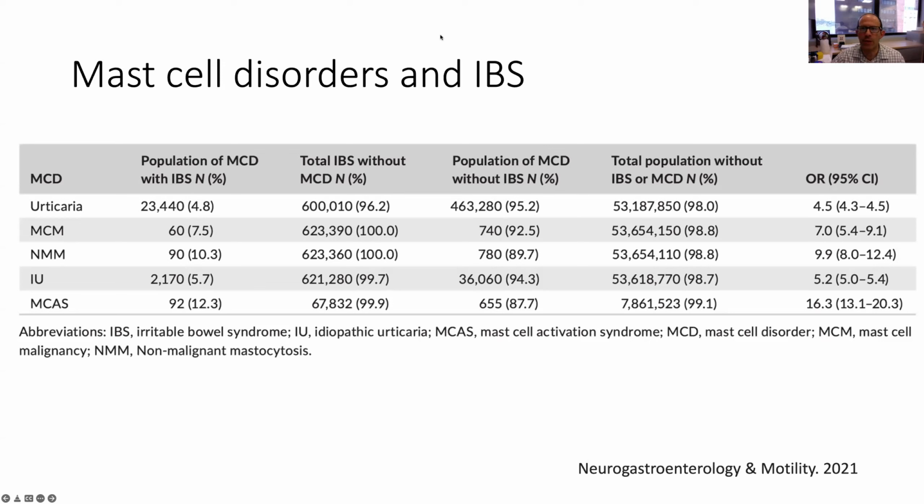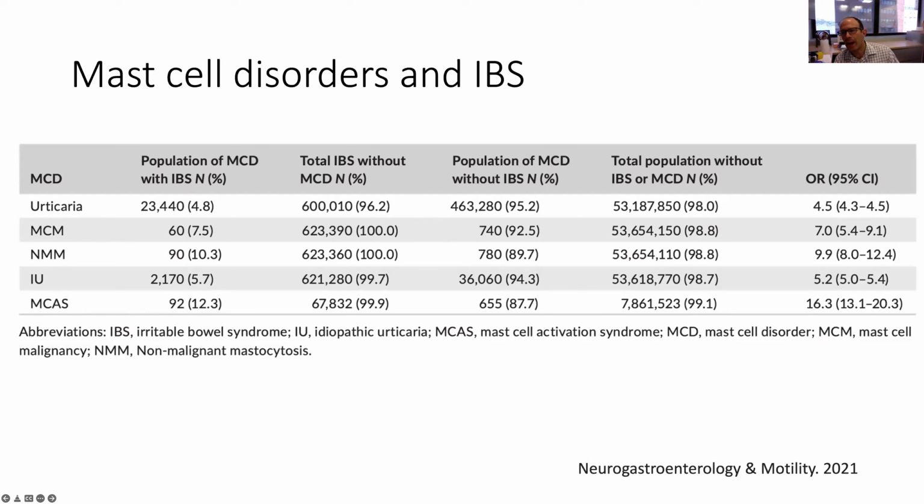But it's interesting that in a large cohort in this particular study across the health system, if you had urticaria already, you had a 4-fold increase in your chances of having IBS. If you had a mast cell malignancy or a mast cell disorder, there was a 7 to 10 fold increase in having IBS. And having the diagnosis of mast cell activation syndrome, which again is not differentiating whether it's due to a clonal mast cell disorder or if it's idiopathic, was a 16-fold increase.